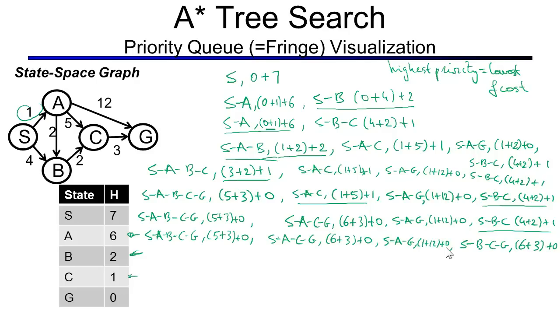Now the one with the lowest F cost is SABCG, which has an F cost of 8. We're about to expand this one, but we notice that it ends in the goal state. That means we are done. We declare success. We have SABCG as the solution found by A* tree search. We discussed in the previous slide why this is the optimal solution.